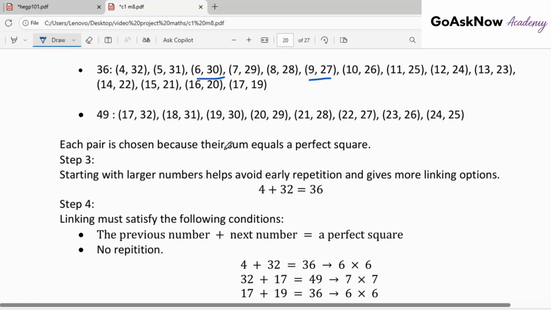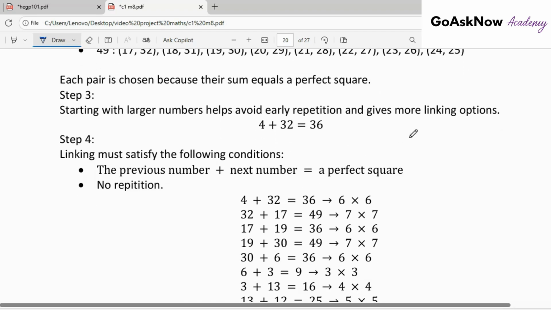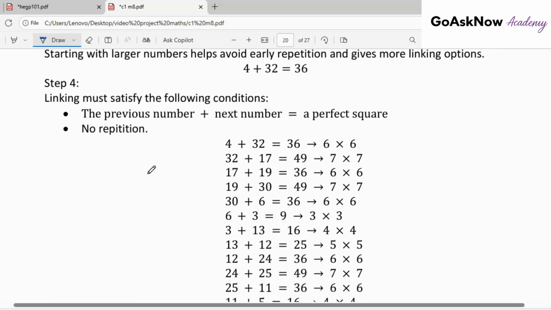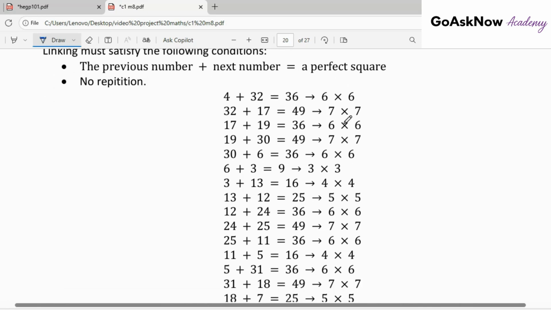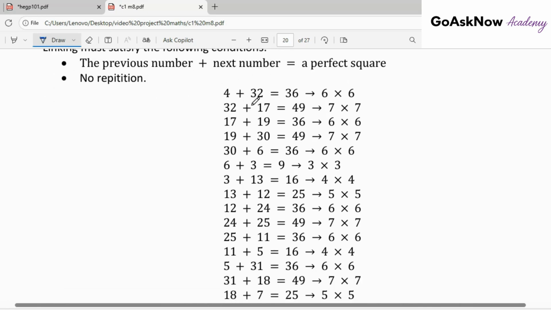Each pair is chosen because their sums equal a perfect square. Starting with the larger number helps avoid the earlier repetition and gives more linking options. Linking must satisfy the following condition: the previous number plus the next number is a perfect square, with no repetition. 4 plus 32 is equal to 36, which is 6 squared.